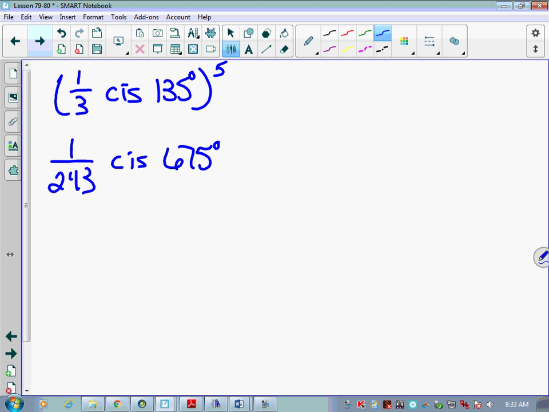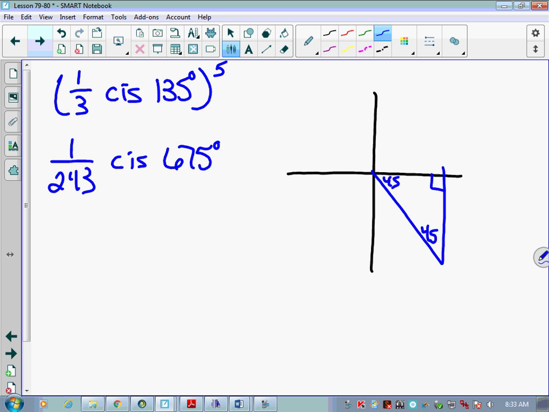So what we're needing to find is the x and y coordinate of this location. Okay? So ultimately we're looking at this over here. Now at 675 degrees, we need to find out where that actually winds up. So what do I want to do with 675? Minus 360. So 675 minus 360, what's that going to come out to? 315? So that means that I should come out here with 45 degrees left over, okay? And my hypotenuse is 1 over 243. Does that make sense?